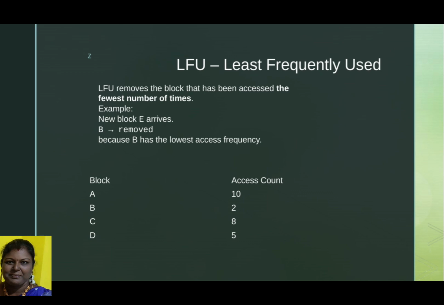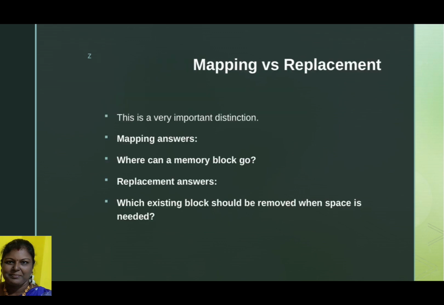This slide highlights a crucial difference we need to understand. When we talk about mapping, we're asking, where can a memory block be placed? It's about finding the right location. Replacement, on the other hand, deals with what happens when there's no space left. Which existing block should we remove to make room? So mapping is about placement, replacement is about eviction. Both are key to managing memory efficiently.